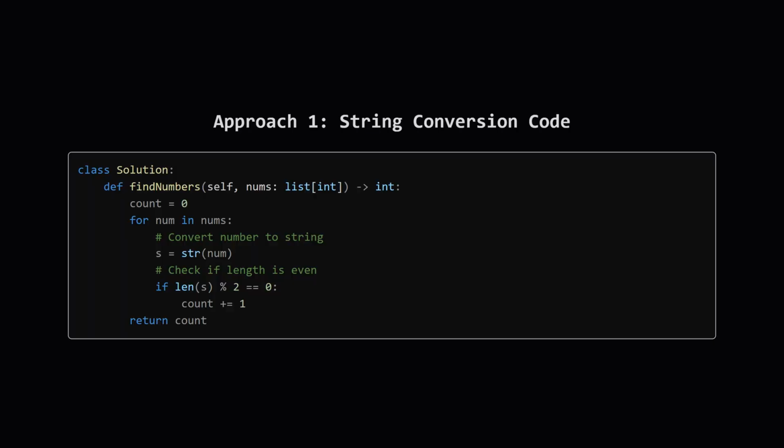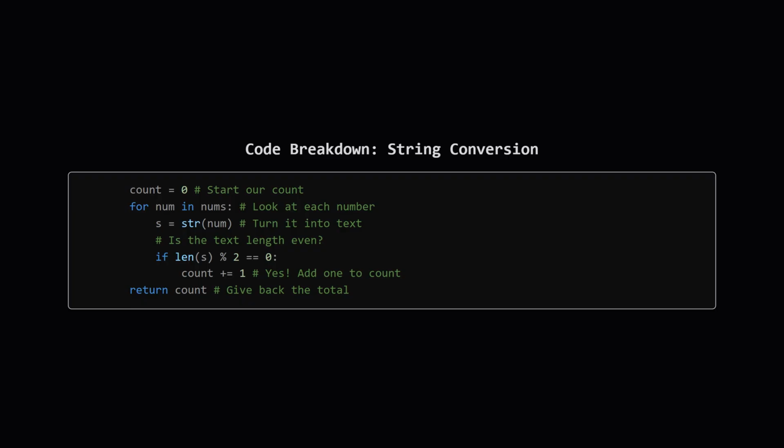Alright, here's how that string conversion idea looks in Python code. We start a counter at 0. Then, we loop through each number in the input list. Inside the loop, the first thing we do is turn the current number into a string. Then, we get the length of that string. We use the modulo operator, that %, to check if the length divided by 2 has a remainder of 0. If the remainder is 0, it means the length is even. And if it's even, we increment our counter. After checking all the numbers, we just return the final count.